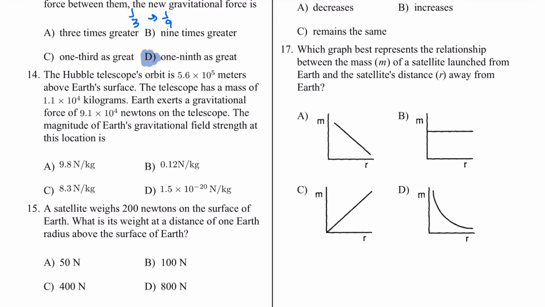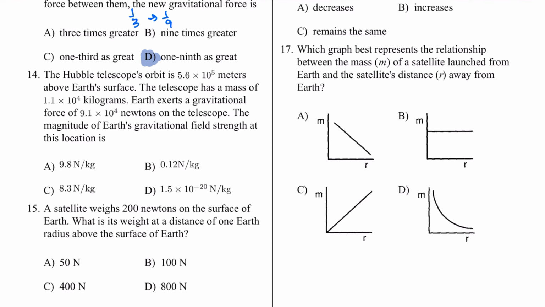Number 14. The Hubble telescope's orbit is 5.6 times 10 to the 5th meters above Earth's surface. The telescope has a mass of 1.1 times 10 to the 4th kilograms. Earth exerts a gravitational force of 9.1 times 10 to the 4th newtons on the telescope. The magnitude of Earth's gravitational field strength at this location is what?